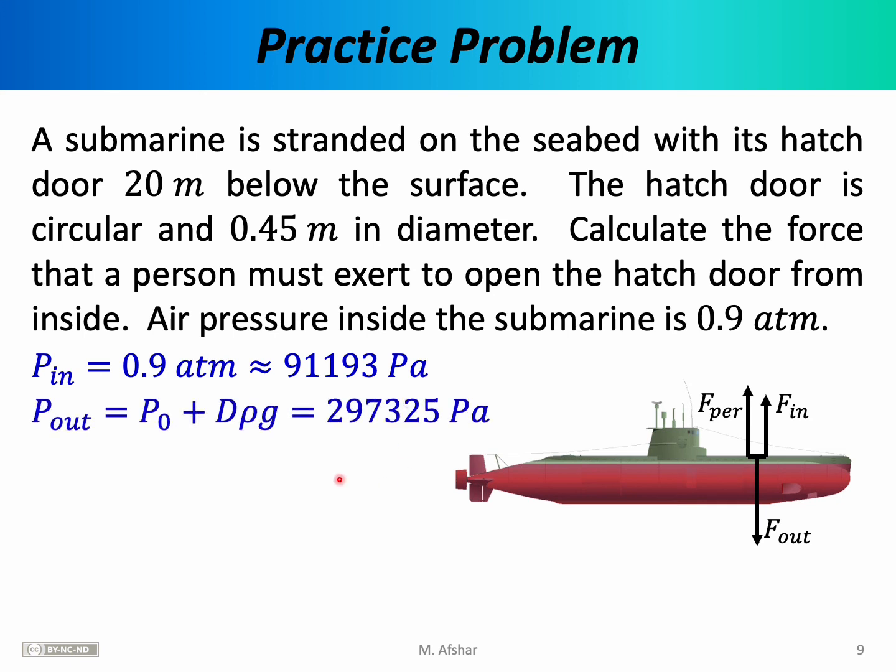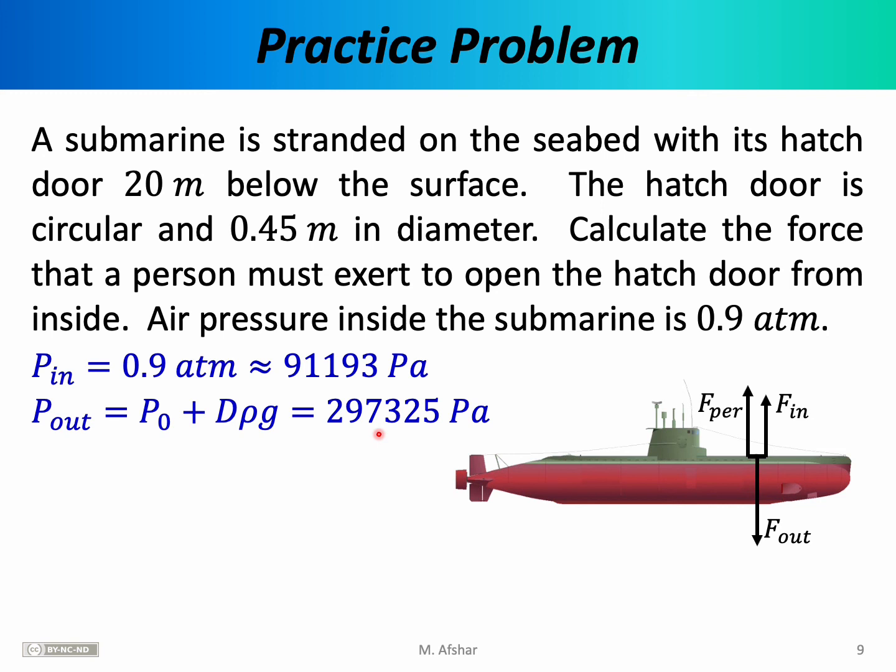To calculate the pressure of the water outside, we use our pressure formula. We assume that the pressure on the surface of the ocean is 1 atm or 101,325 pascals, plus d rho g. D is the depth, which is given to us as 20 meters. Rho is the density of water, which is 1,000 kilograms per cubic meter. You should probably memorize that number. And g, of course, is 9.8. Putting all that into your calculator, you find that the pressure outside of the submarine, due to the surrounding water, is approximately 297,000 pascals.